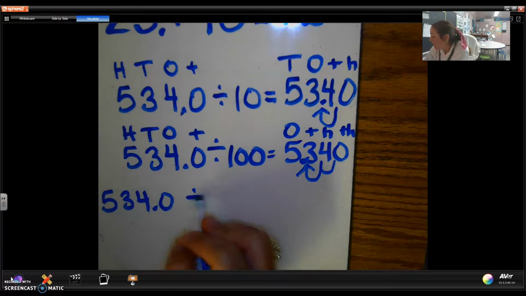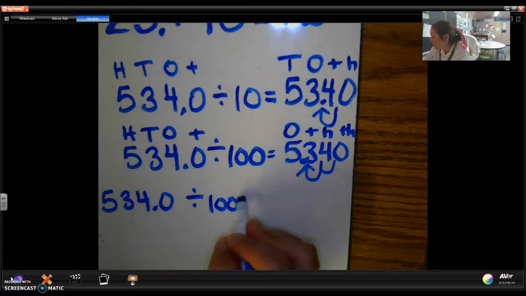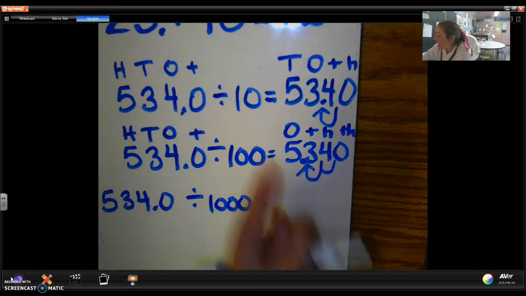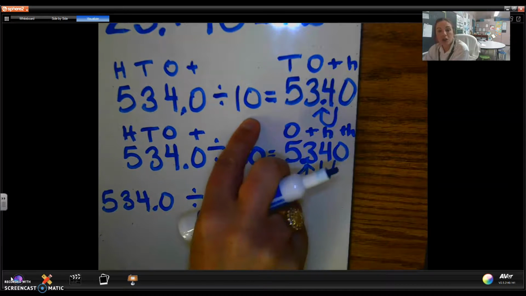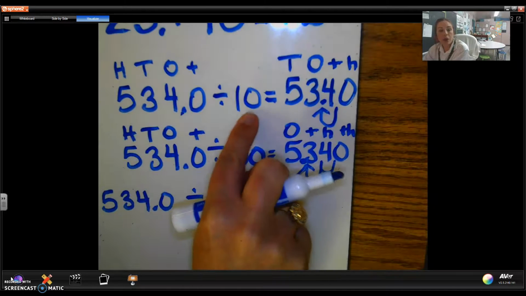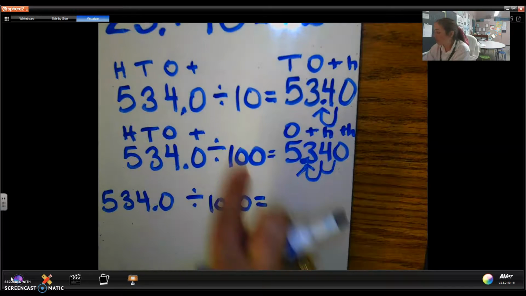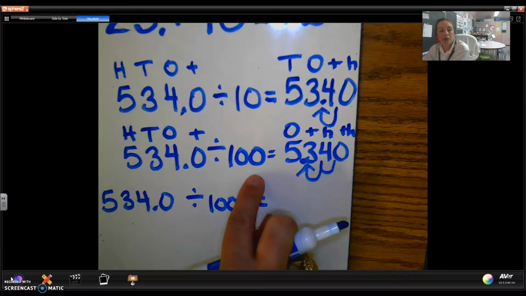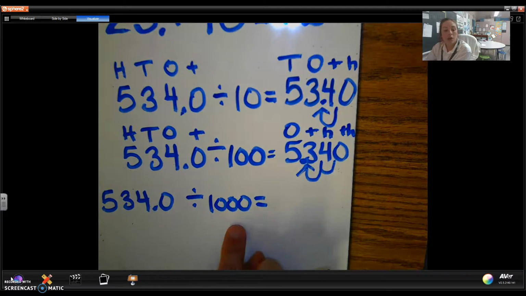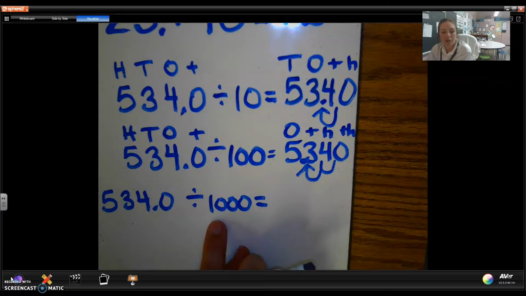If we divide by 1,000, once again, our zeros are our clue. We moved 1 place value with 10. We moved 2 place values with 100. What do you think will happen when we divide by 1,000? If you said we move 3 place values, you're right, because we have 3 zeros. That's our big clue.